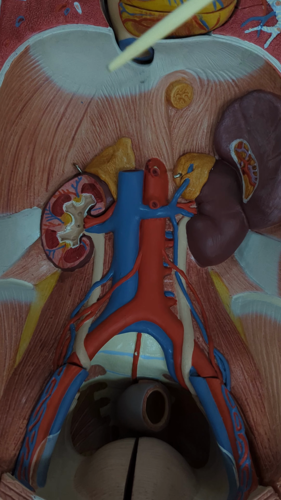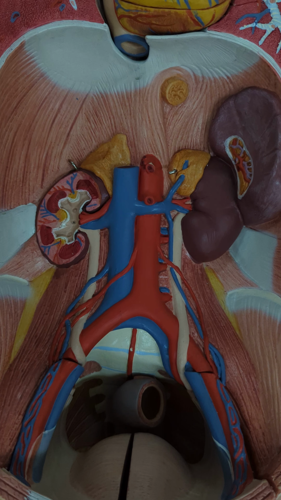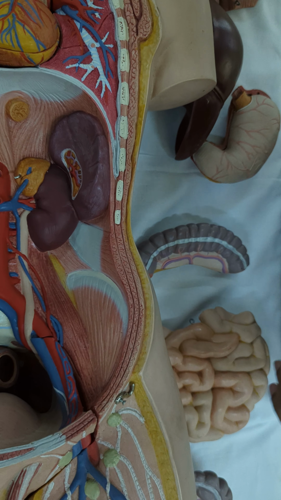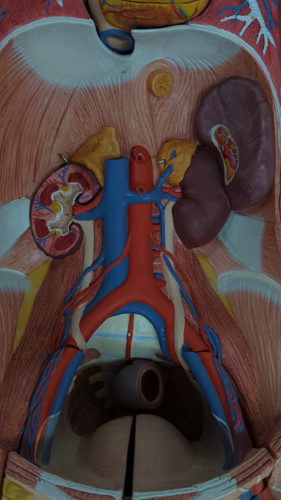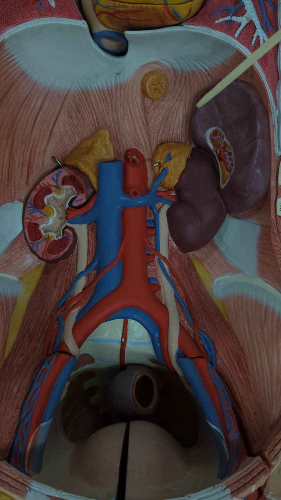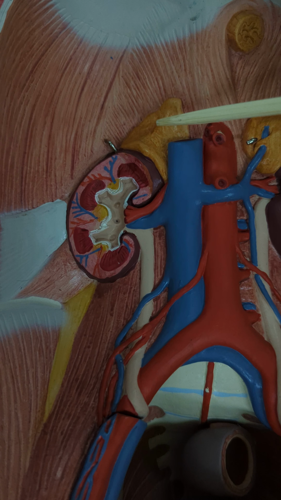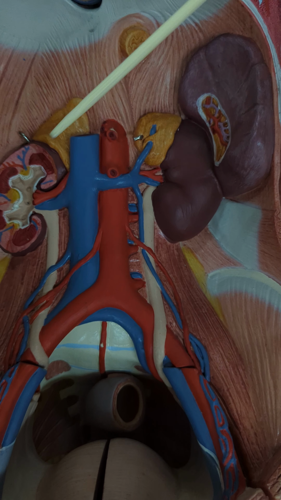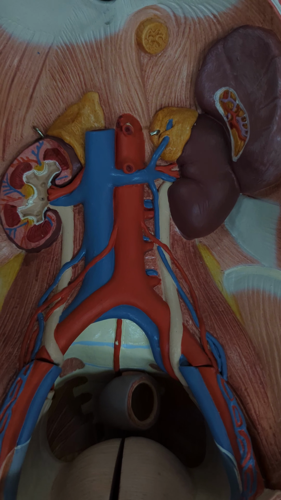The kidney is present in the posterior abdominal wall, and all the organs which we saw, like liver, stomach, pancreas, small intestine, are in the peritoneum. The kidney is called retroperitoneal because it is behind the peritoneum. This is the kidney, this is a cut section of the kidney, and the kidney has many nephrons, which help in urine formation.